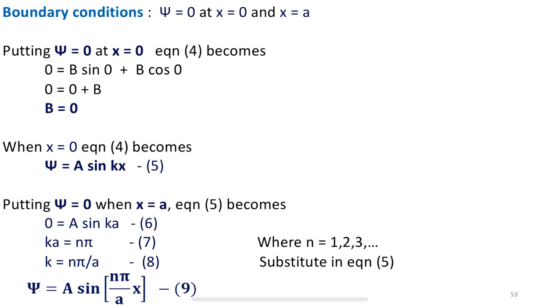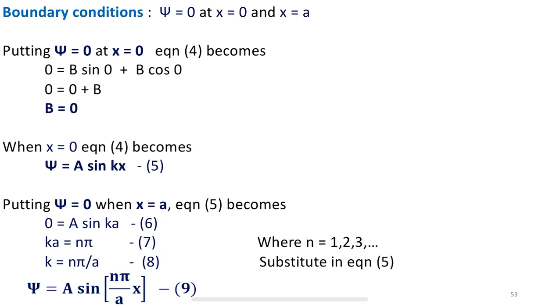One more condition we can have, that is suppose psi equals 0 when x equals a, then equation 5 becomes 0 equals a sin ka, and let me call this equation number 6. This equation holds good only when the value of ka is an integral multiple of pi, that is ka equals n pi, where n is an integer. Okay, so here n is an integer, that means 1, 2, 3, 4, 5 like that. Only if n is an integer does this equation, 0 equals a sin ka, hold good.